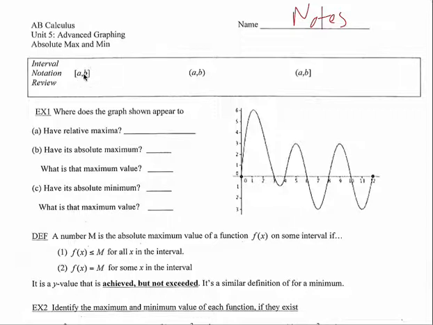This is a closed interval, means we're including the two endpoints. So we're looking for all x such that x is greater than or equal to a and x is less than or equal to b. Here, open interval means that we're looking for all x such that x is greater than a and x is less than b. Note there's no equals here. We're not including the endpoints.